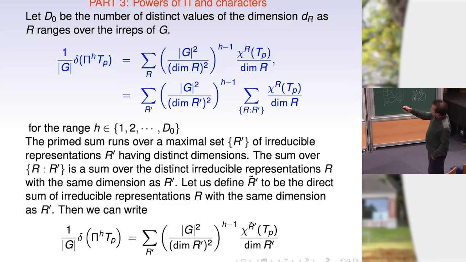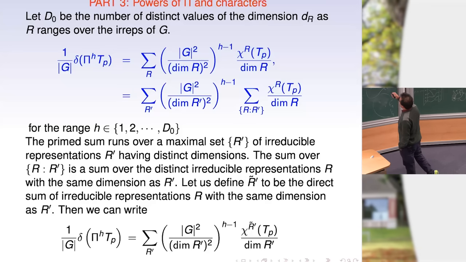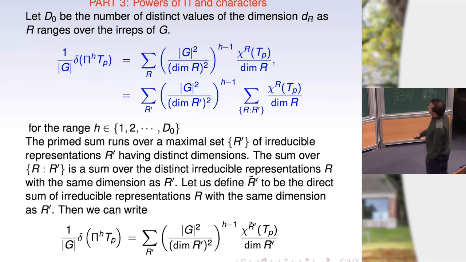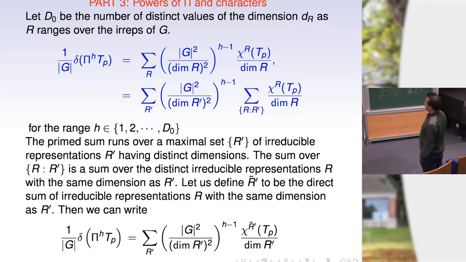Again, this is a sum over all irreps, but it is convenient to separate it as a sum over a set of irreps with distinct dimensions. So these are all distinct numbers now. And for each of those values of the dimension, I sum over all the representations which have that dimension. So this is going to be chi R tp over dim R prime, in fact. So there are these sums here. This prime sum is over a maximal set of irreps which have distinct dimensions, and the sum over these guys is over distinct irreducible representations with the same dimension. Or you can call this a direct sum, this is now a reducible representation.